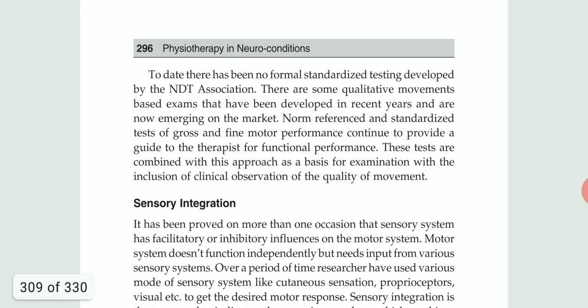To date, there has been no formal standardized testing developed by the NDT Association. There are some qualitative movement-based exams that have been developed in recent years and are now emerging in the market. Norm-referenced and standardized tests of gross and fine motor performance continue to provide a guide to the therapist for functional performance. These tests are combined with this approach as a basis for examination, with the inclusion of clinical observation of the quality of movement.